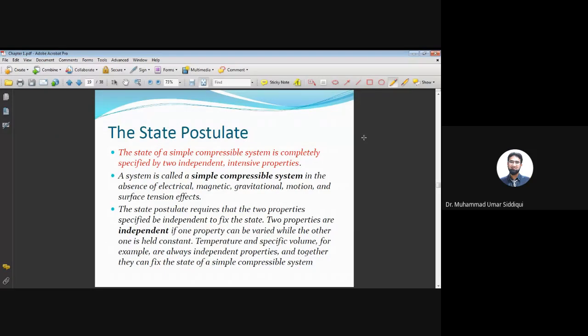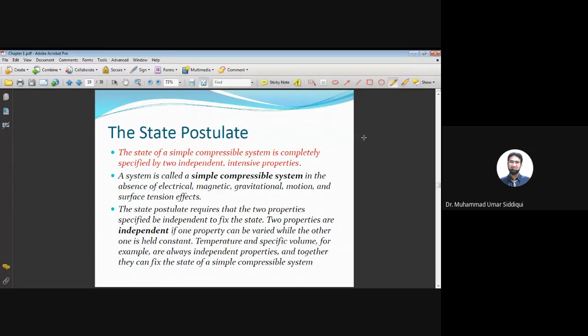State postulate says you need to know at least two independent properties to find out all of the properties of the system. If two properties are not available, if only one property is available, that is not enough. You cannot find all the other properties of that system. Okay, this is the state postulate.